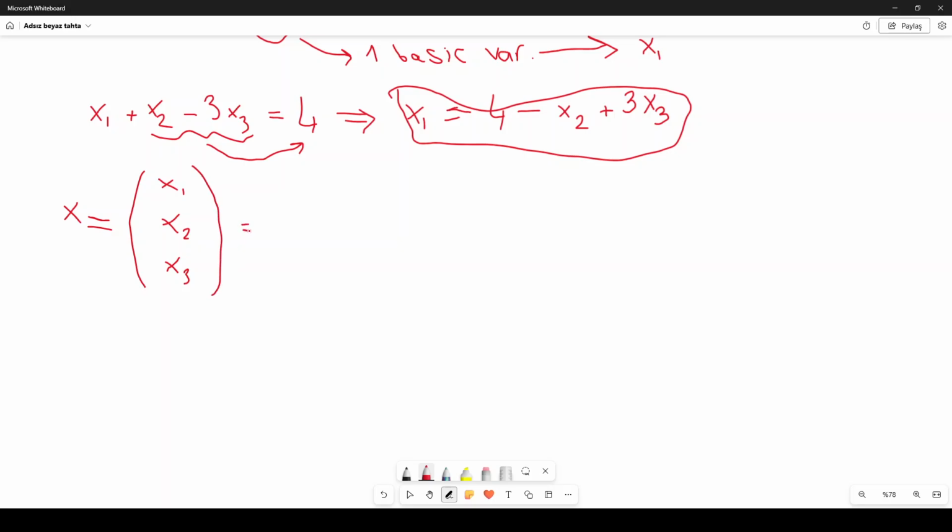So instead of x1, I put the value 4 minus x2 plus 3x3. And then we got x2 here, and we got x3 right over here, guys. All right. So here's what I got.